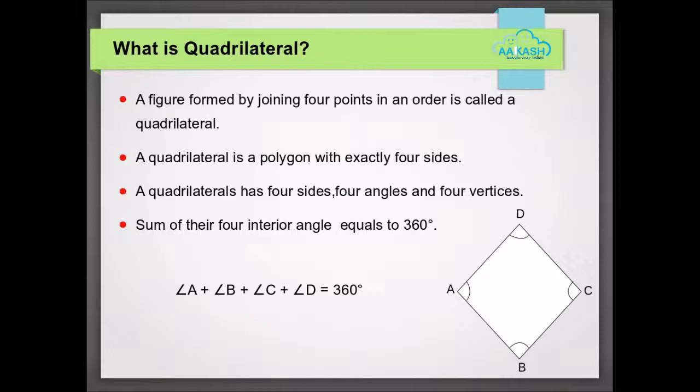What is a quadrilateral? A figure formed by joining 4 points in an order is called a quadrilateral. A quadrilateral is a polygon with exactly 4 sides. A quadrilateral has 4 sides, 4 angles and 4 vertices. The sum of its 4 interior angles equals 360 degrees. As we can see in the figure, AB, BC, CD and DA are sides of the quadrilateral and the sum of angle A, angle B, angle C and angle D is 360 degrees.